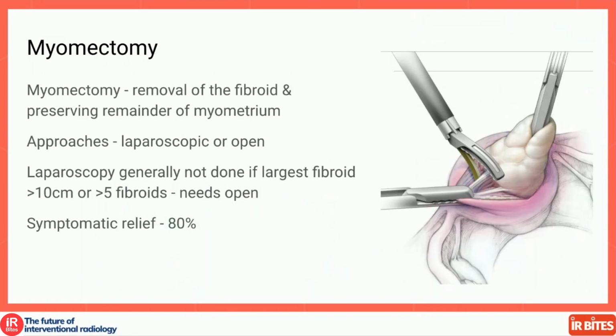And then the other option is a myomectomy, which is removal of just the fibroid, but you keep the rest of the myometrium. And again, that can be done laparoscopically or open. But if you want to do it laparoscopically, then the fibroid has to be small enough to take out through the port. So if the largest one is really, really big, or there's absolutely loads of them, you can't do a myomectomy laparoscopically, and it has to be an open operation. And generally, it's an effective procedure. About 80% have symptomatic relief from the operation.